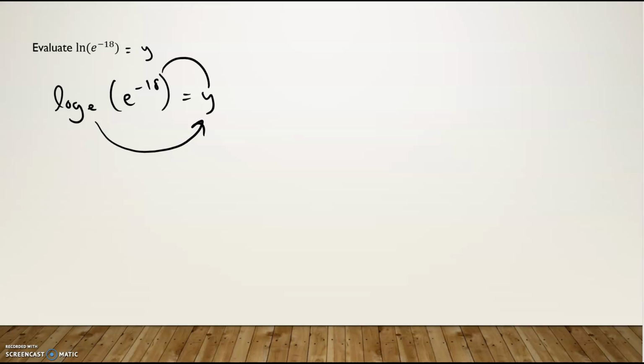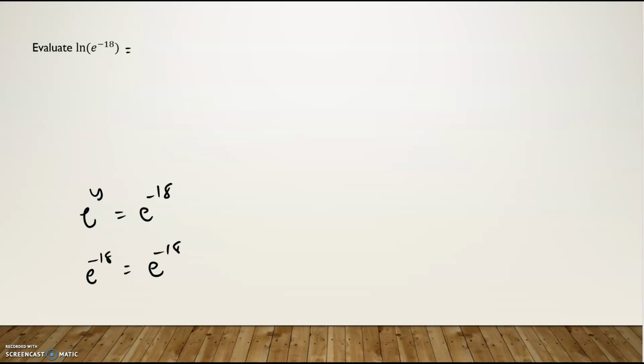Now let's look at the natural log of e raised to negative 18. Now, this is the same thing as log base e of e raised to negative 18 is equal to y. So e raised to y is equal to e raised to negative 18. Okay, so what do we need to raise e to for these two to be equal? Well, looks like we need to raise e to negative 18. So that means y is equal to negative 18. So this whole thing is equal to negative 18.